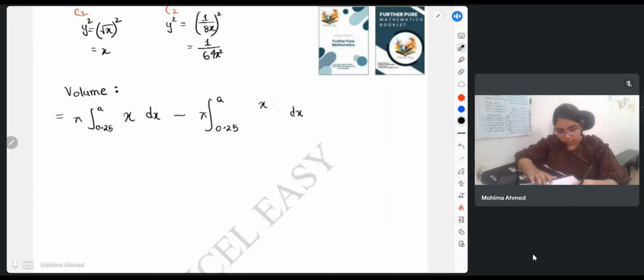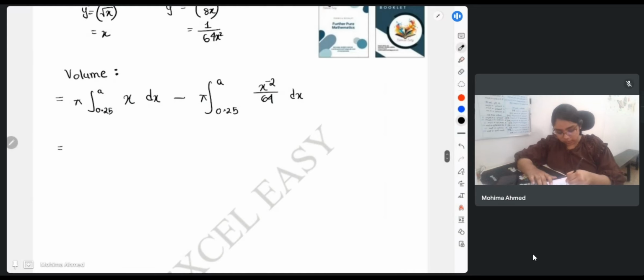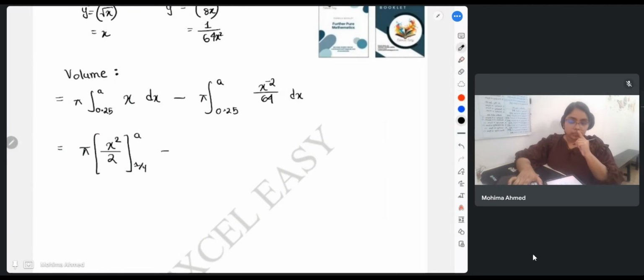So now you have x to the power minus 4 divided by 64. If you do the integration, this part is going to be x squared by 2, with boundaries of A and 1 by 4. And then this part is going to be minus 4 plus 1, which is minus 3. Minus 3 multiplied by 64 will just be negative 192. So now you get minus x to the power minus 3. X to the power minus 3 means it will be shifted to the denominator. Now you have 192x cubed, and boundaries are A and 1 by 4.